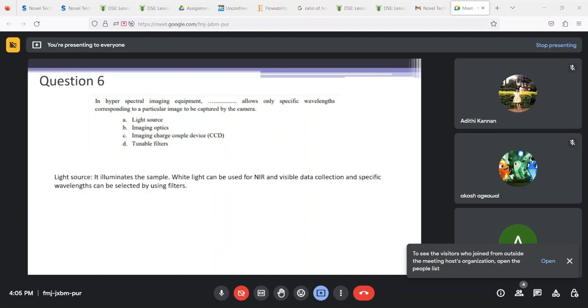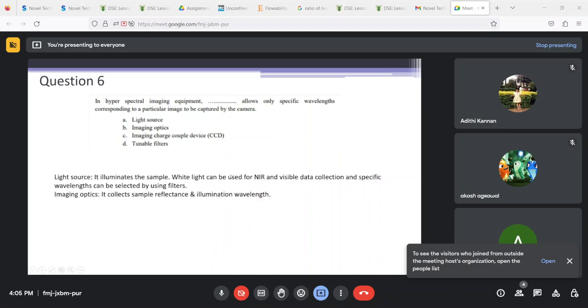We're discussing each component one by one, with a short description. All 4 components discussed here are part of the hyperspectral imaging equipment. First is the light source. It illuminates the sample, and based on the kind of spectra you want to take, you can either have white light for near infrared radiation, or a different wavelength of light based on the kind of illumination you want for your sample. White light can be used for near infrared spectrum and visible data collection, and specific wavelengths can be selected using filters.